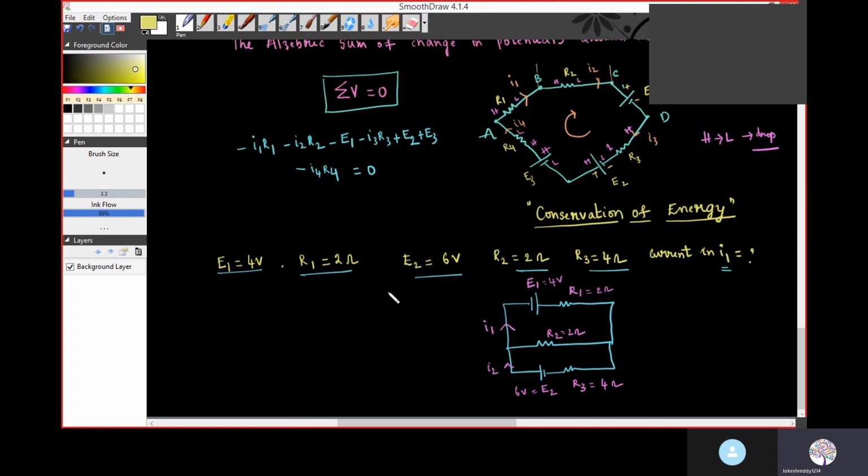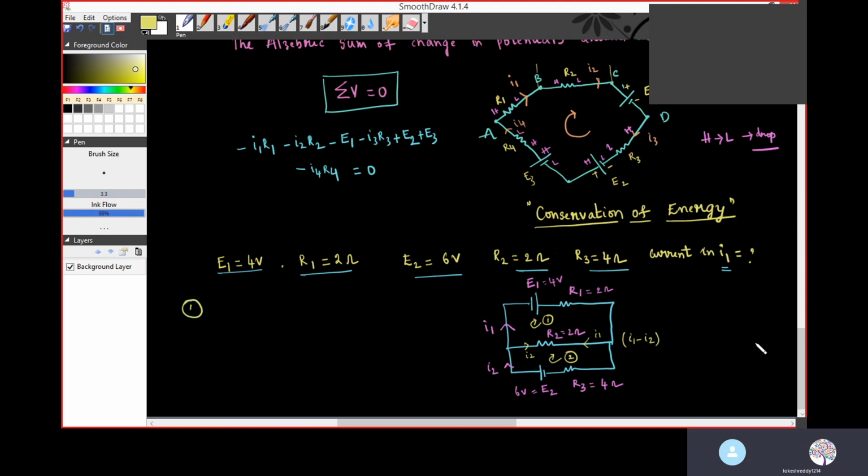Now, what I'll do is I will take two loops. Here, this is loop 1, and I will consider this as loop 2. Now here current will be moving in opposite direction. This is I1. This is I2. So the net current flowing through the 2 ohm is I1 minus I2. I1 minus I2 is the net current flowing through R2.